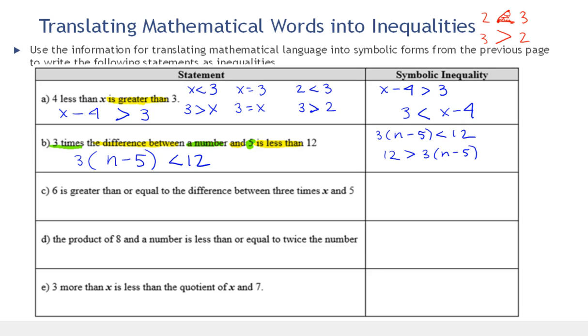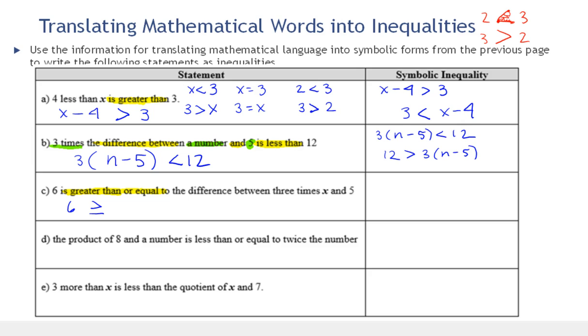Let's look at the next one. 6 is greater than, so we have that is greater than right at the beginning. And then notice it also says or equal to, so I'm going to highlight that. So this is not a strict inequality. These were both strict because we didn't include the endpoint. We don't have an equal sign on the bottom. And the difference between 3 times x and 5. So the left-hand side is easy. We have 6. Let's put our greater than or equal to symbol.